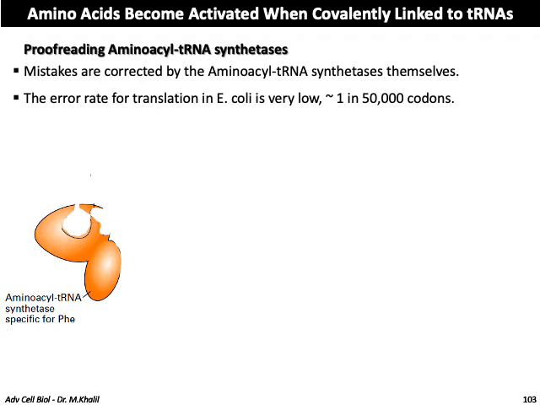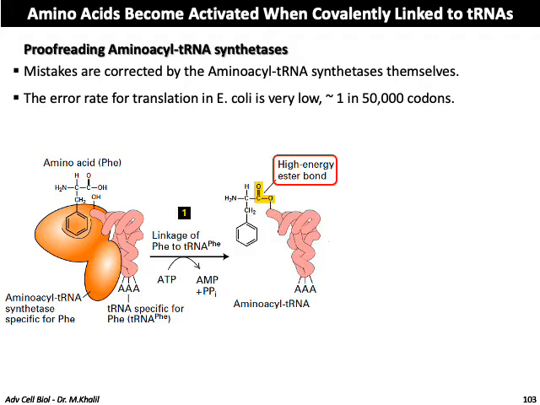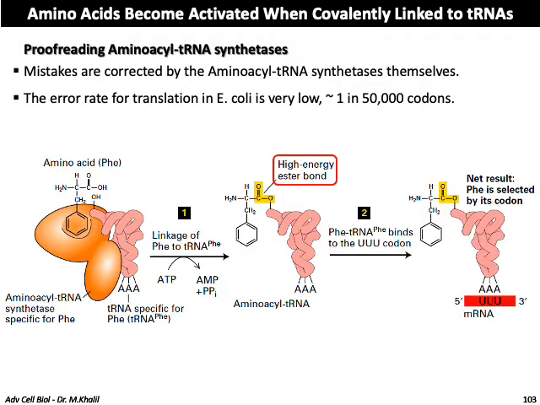Here you can see the aminoacyl-tRNA synthetase specific for phenylalanine. The amino acid, which is phenylalanine, is attached to the enzyme, and then the transfer RNA specific for phenylalanine binds to the enzyme. Then a high energy bond is formed between the transfer RNA and the amino acid at the expense of energy, ATP. Now the net result: phenylalanine is selected by its codon, because the transfer RNA will recruit the amino acid to the codon on the messenger RNA.